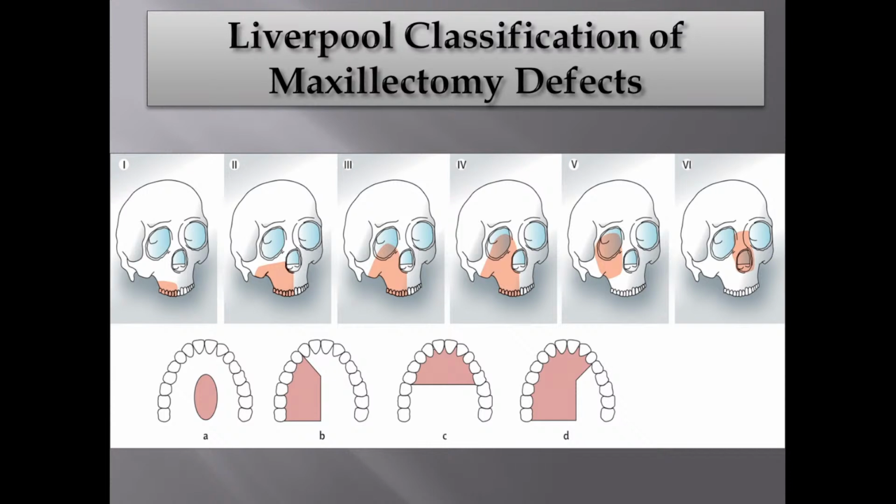According to the horizontal component, letter A is a palatal defect only. Letter B is less than or equal to half of the bilateral maxilla. C is less than or equal to half of the unilateral maxilla. And on this slide they are changed. And letter D is greater than half of the maxillectomy.